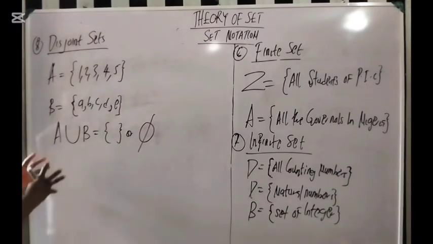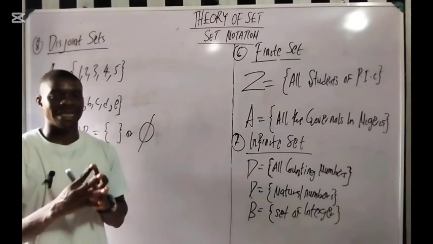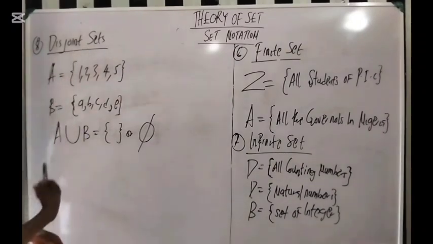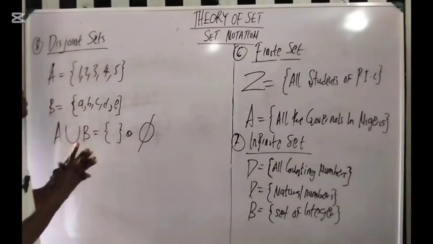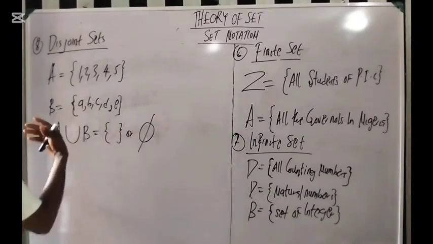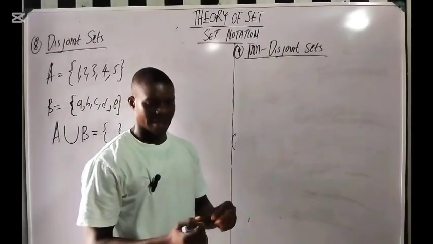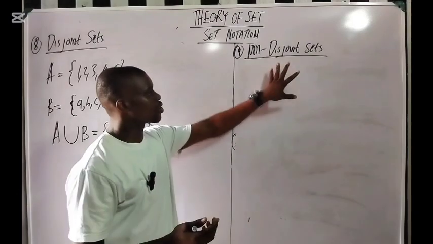So when two or more sets do not have a common element, they are called disjoint sets. They don't have a common element, that is the meaning of disjoint sets. So let's look at non-disjoint sets.